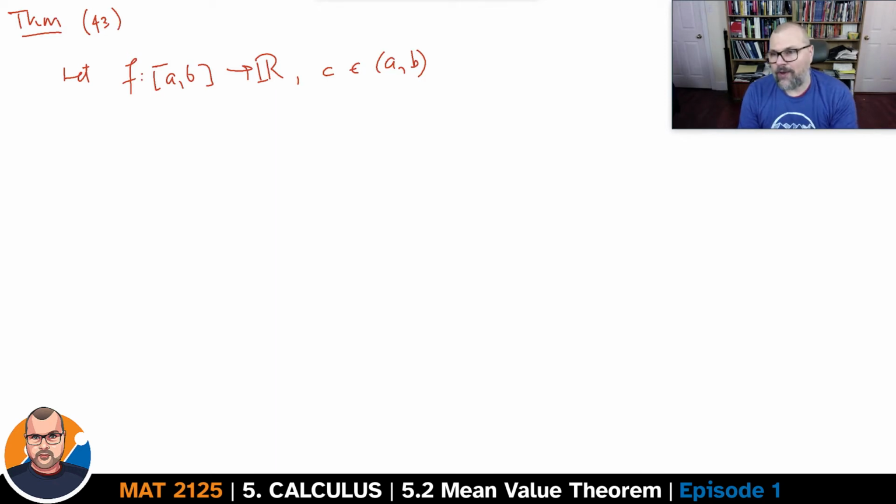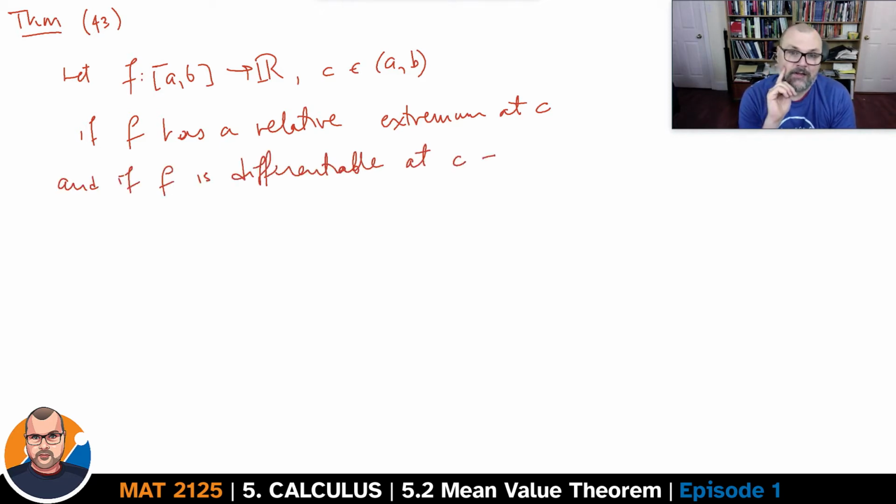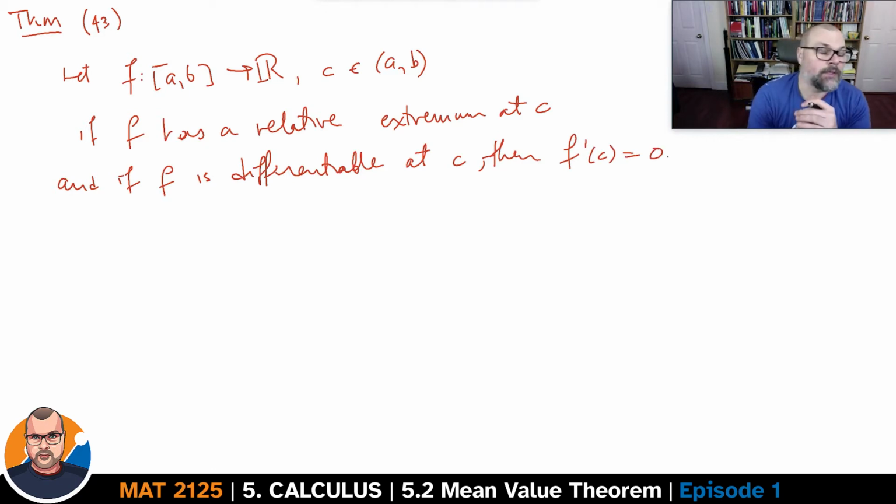If f has a relative extremum at c, so either a relative maximum or a relative minimum, and if f is differentiable at c, then the derivative at the relative extremum is 0.